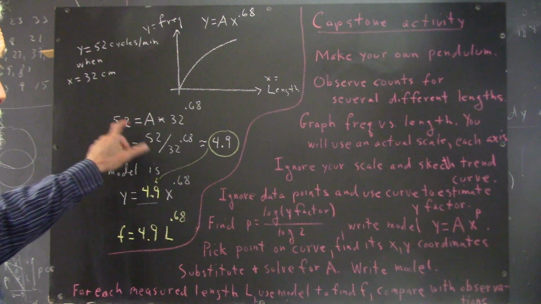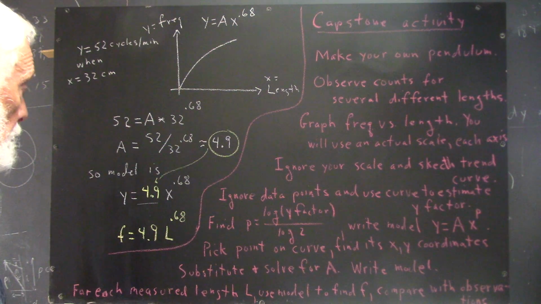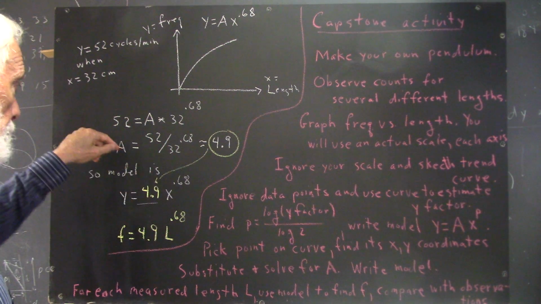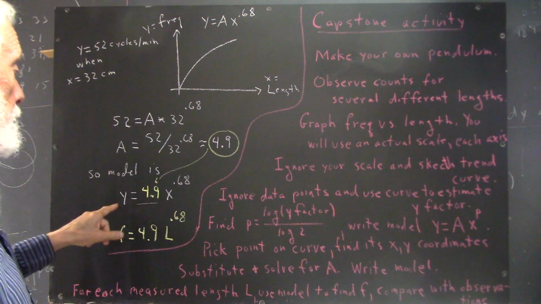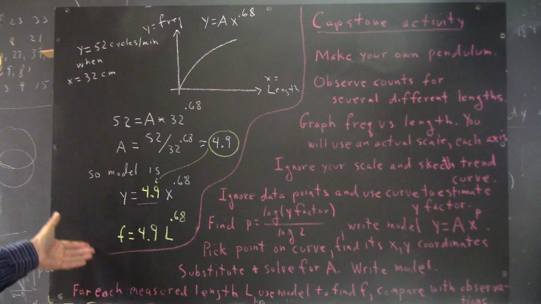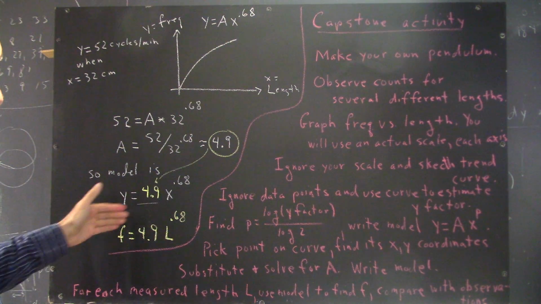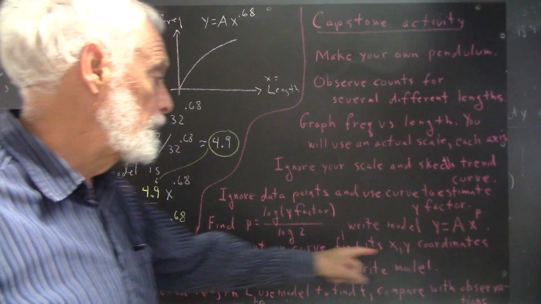Here we substituted in our frequency and our length, solved for a, and then we wrote our model using that solution for a, substituting it for a in the model. And we get our model, and then I rewrote the model with f equals 4.9 L to the point, using f and L instead of y and x. So there's our model.